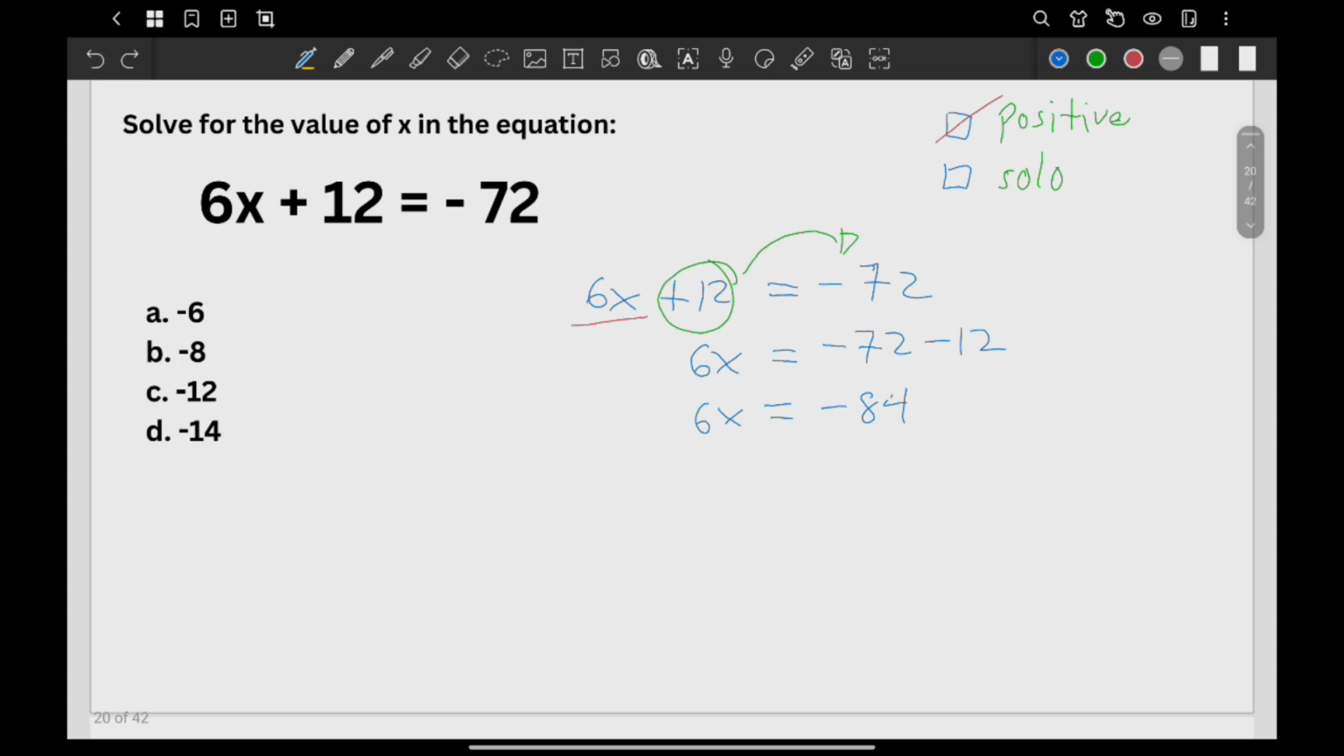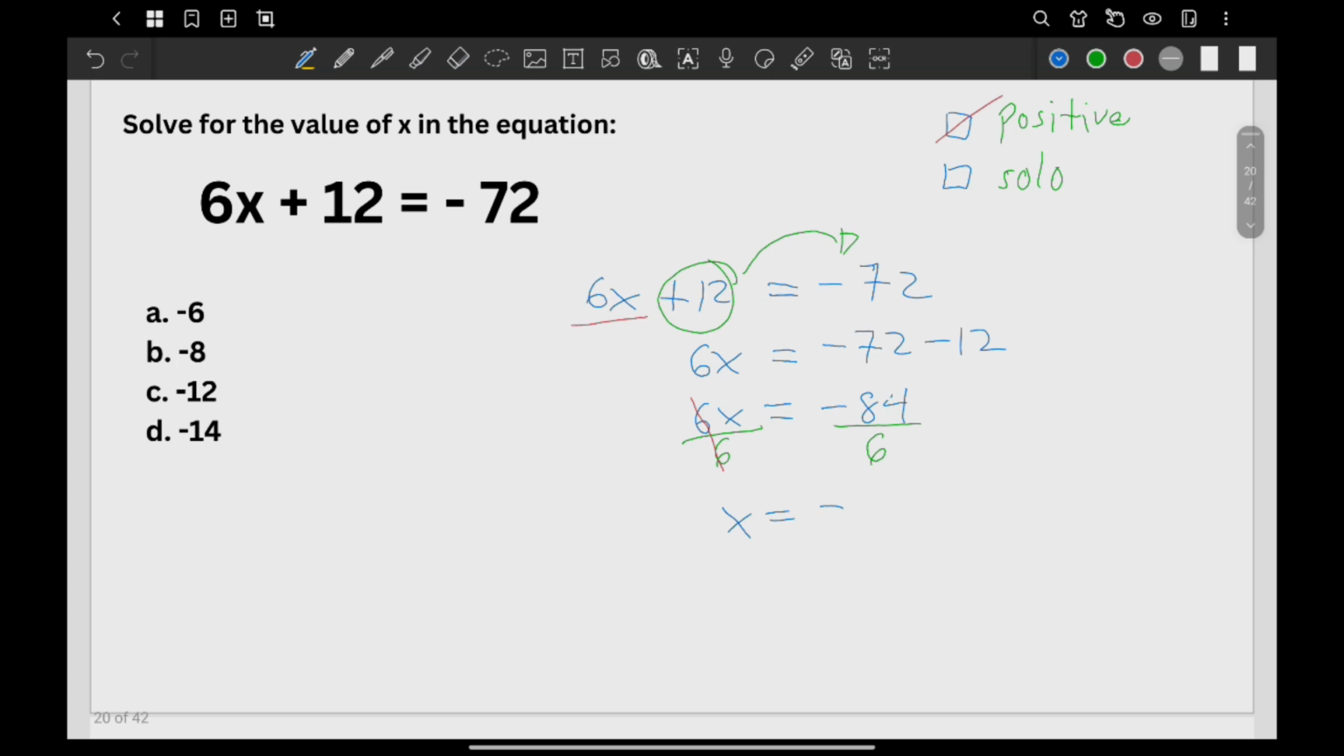Not yet solo. And what do? We need to remove the 6 beside the x. And how do we do that one, sir? We divide that one by 6. Because if you divide 6x by 6, you can cancel out the 6. But again, the rule of equality, whatever you do on one side of the equation, you also do on the other side. So you have now here x is equal to, okay, by the way, there's only one negative sign, right? So the answer should be negative. Sir, what is 84 divided by 6?